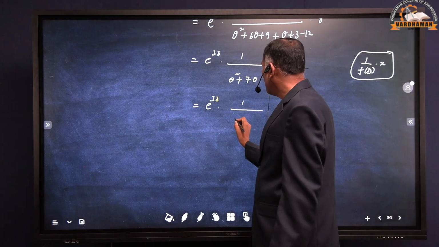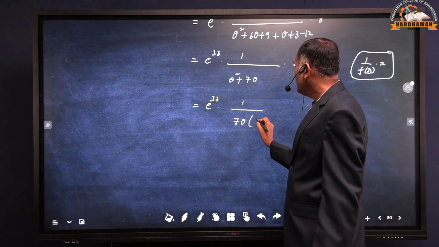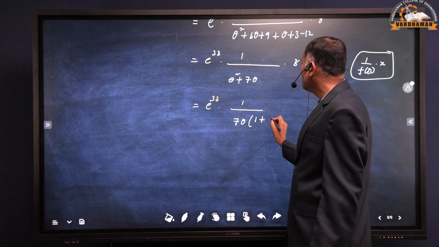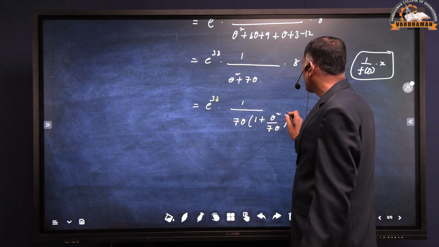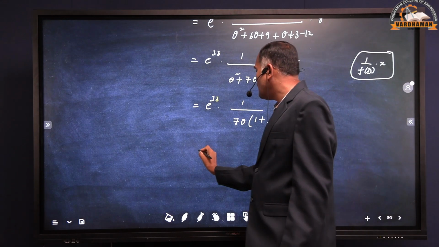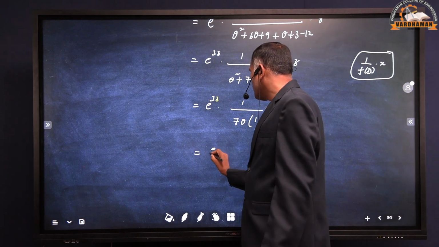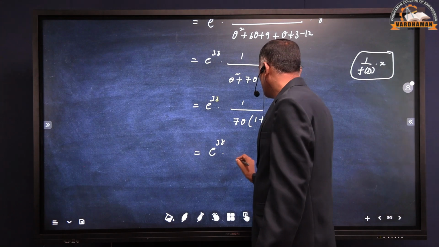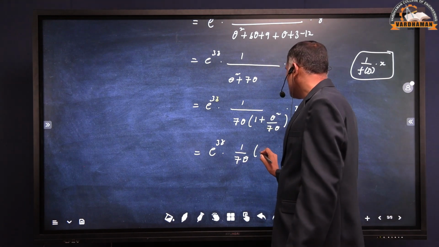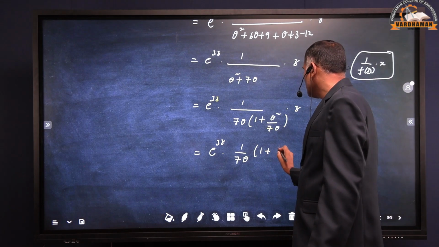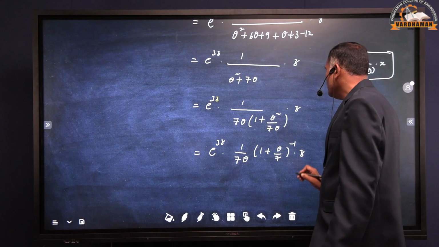Here we take out 7 theta outside. By writing 7 theta outside, we get 1 plus theta square by 7 theta. Further, if you simplify, we get e power 3z into 1 by 7 theta. This is nothing but 1 plus theta by 7 whole inverse into z.